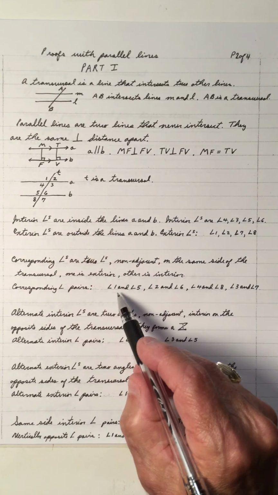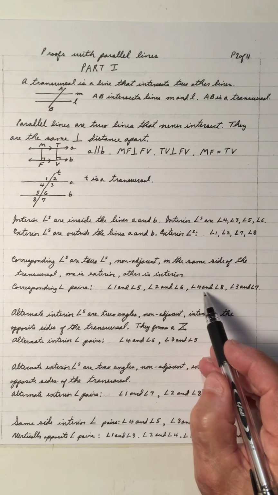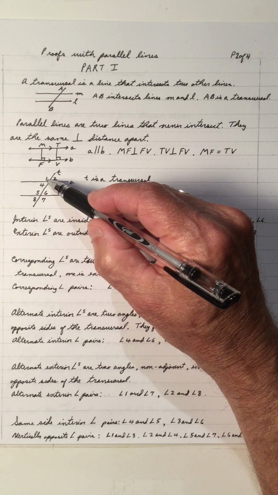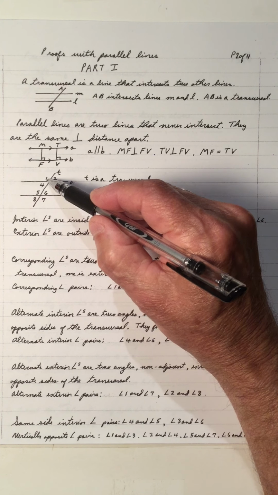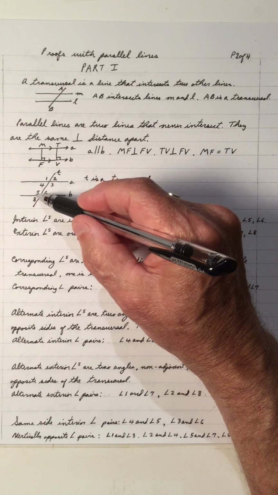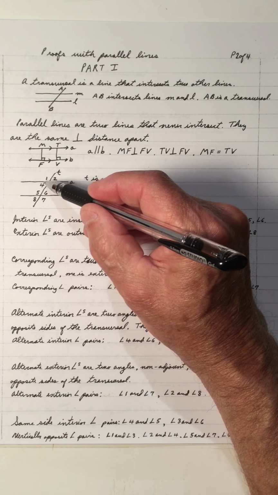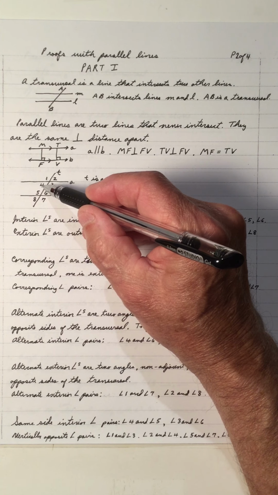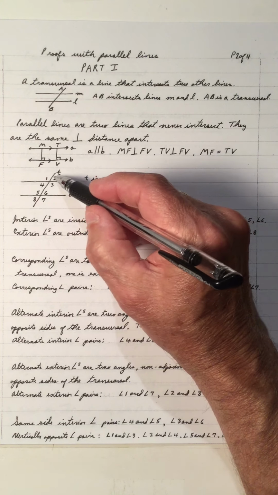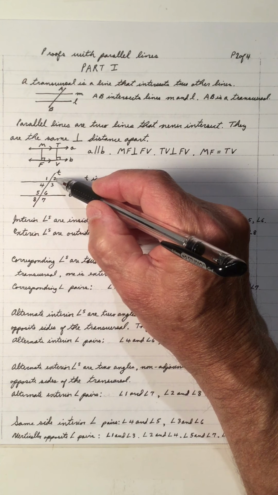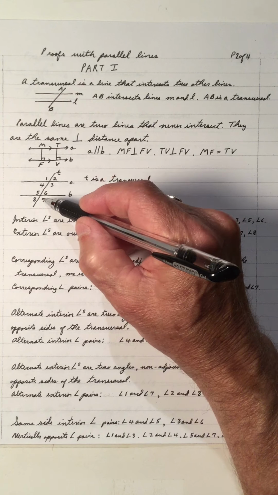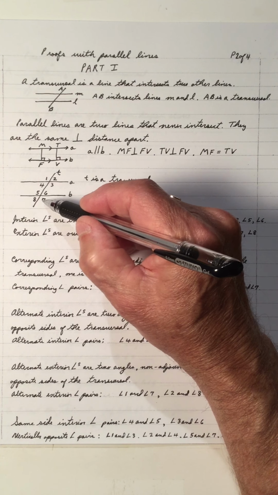So corresponding angles are 1 and 5, 2 and 6, 4 and 8, 3 and 7. 1 and 5 are corresponding angles, and they're on the same side of the transversal. That's exterior, that's interior. 4 and 8 are corresponding. This one is exterior, this one is interior, on the same side. 2 and 6 are corresponding angles. This is exterior, this one is interior, on the same side of the transversal. And 3 and 7 are corresponding angles. One is interior, this one is exterior.